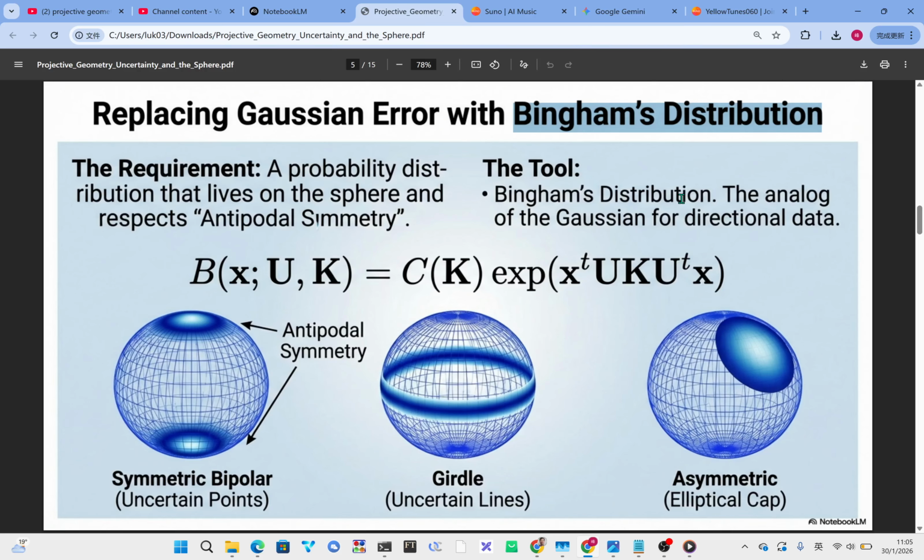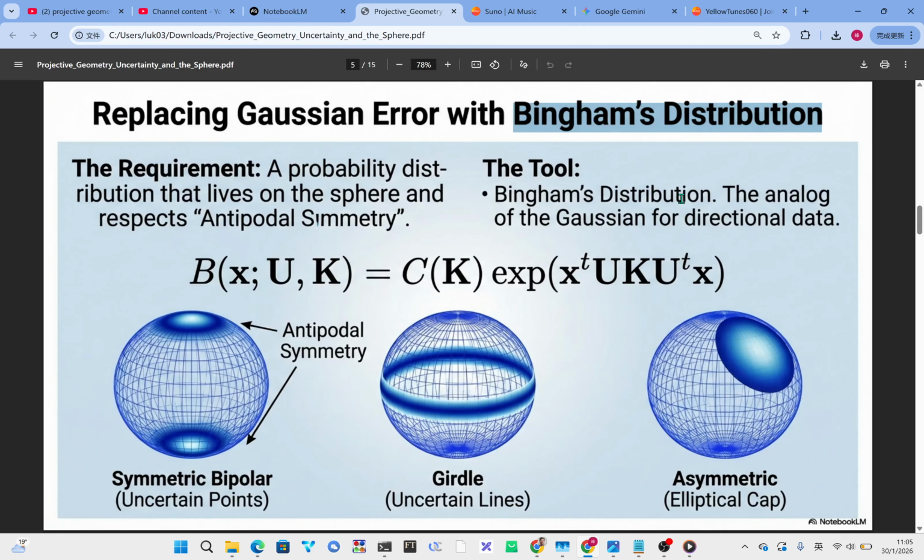It was developed by Christopher Bingham in 1974. Think of it as the bell curve's spherical cousin. How does it look different? Well, remember the antipodal thing. North equals south. Bingham's distribution respects that. If there is a hot spot of probability at the North Pole, there is an identical symmetric hot spot at the South Pole. It mirrors itself. So it handles the geometry correctly. But does it give us anything else? Or is it just correct? Oh, it gives us something incredibly powerful.